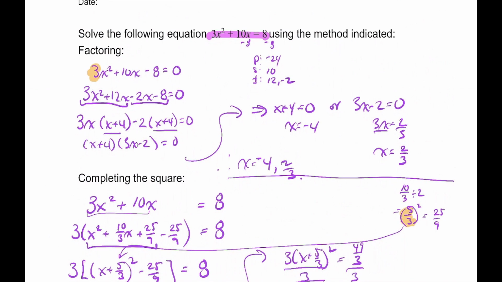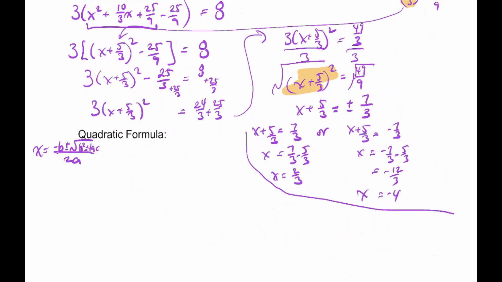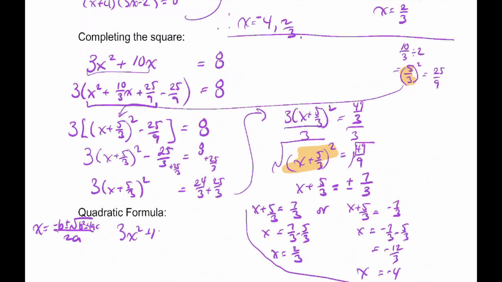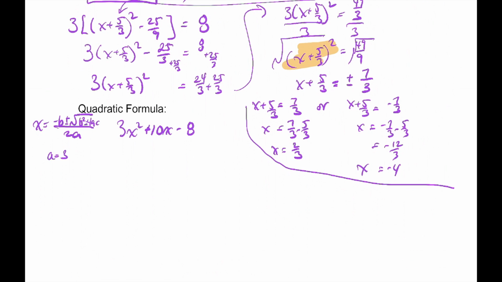So we do have to get one side equal to 0. So we'll just subtract 8 from both sides, so we get the same equation as we did up here. So 3x squared plus 10x minus 8. And so here my a value is 3, my b value is 10, and my c value is minus 8. I don't like the quadratic formula that much because we need to be really careful in substituting our a, b, and c in, and then taking extra care with our arithmetic in that formula.